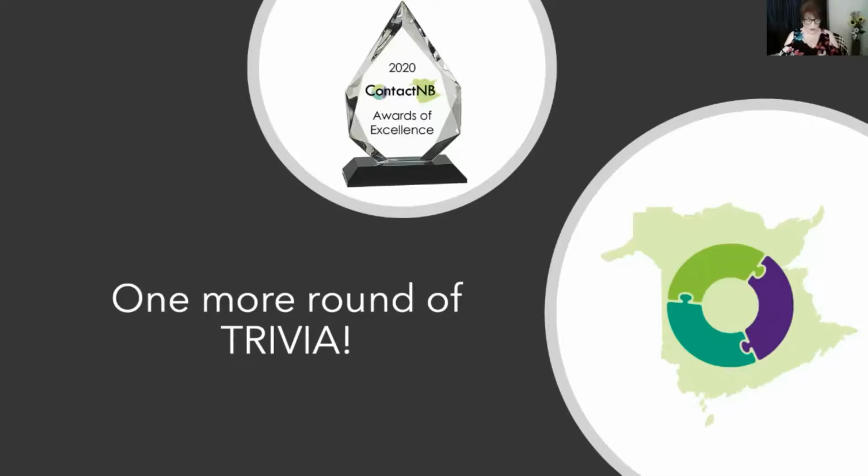So, trivia question number 8. Which is the biggest city population-wise in New Brunswick? Is it A, Miramichi, B, Fredericton, C, St. John, or D, Moncton?